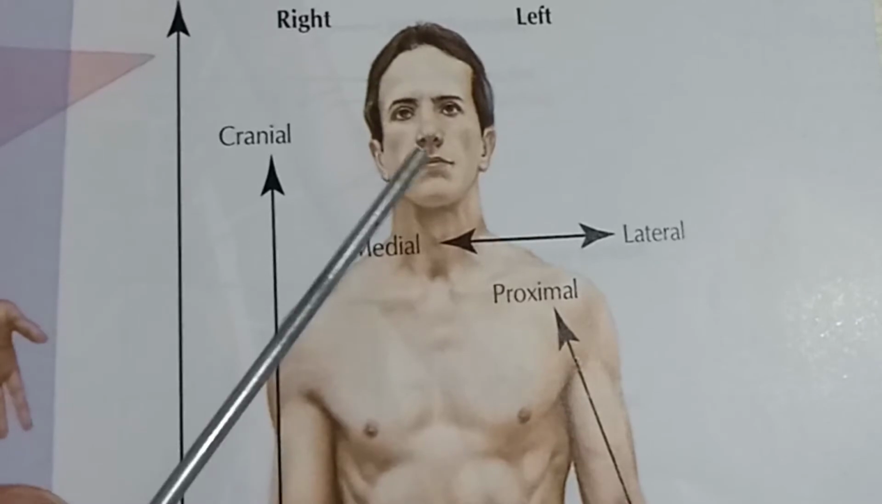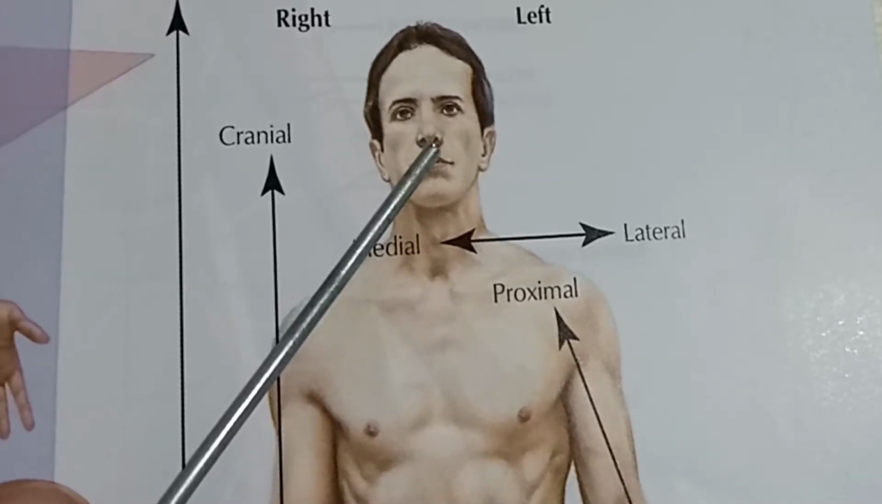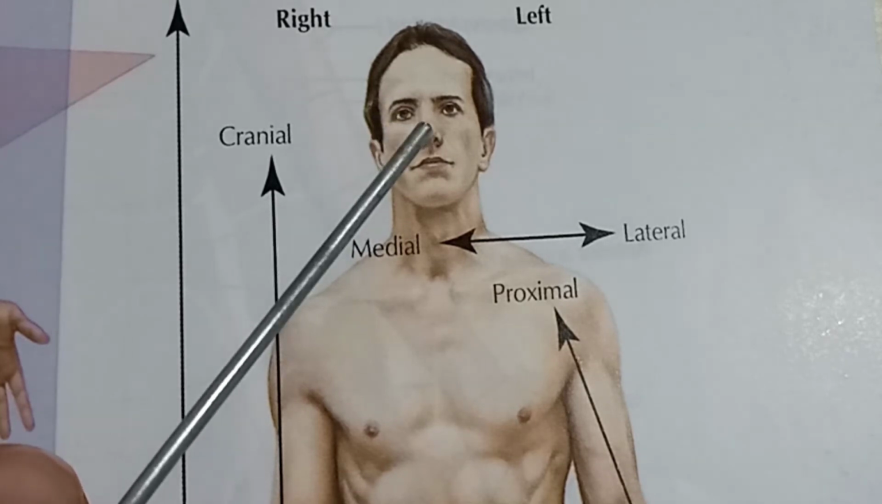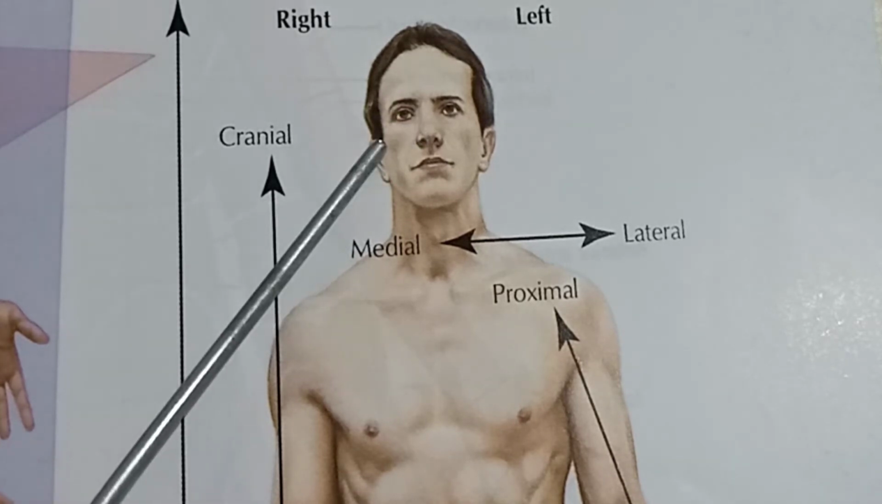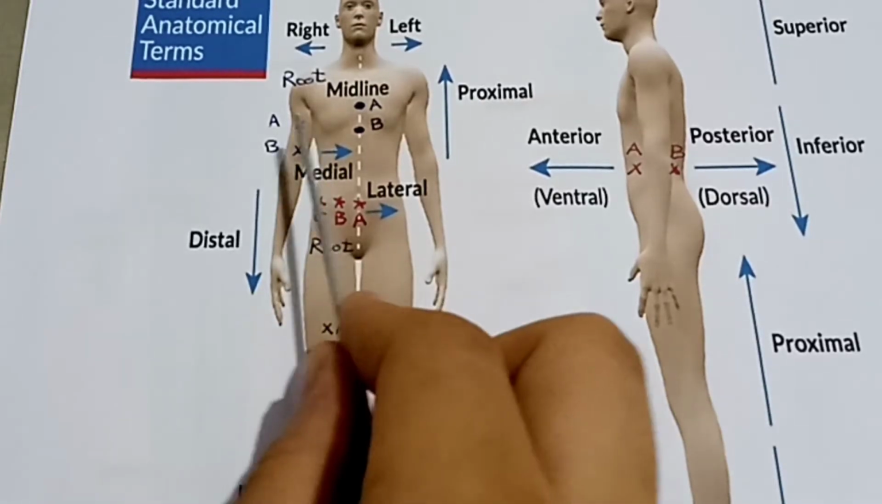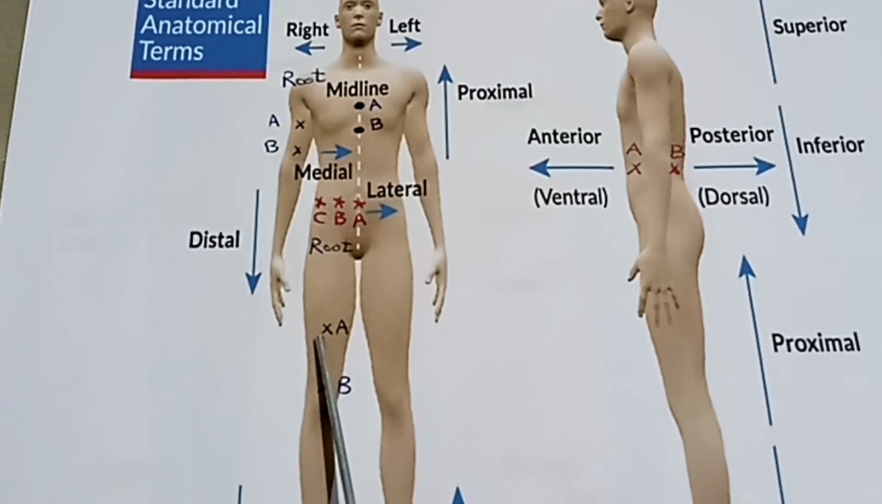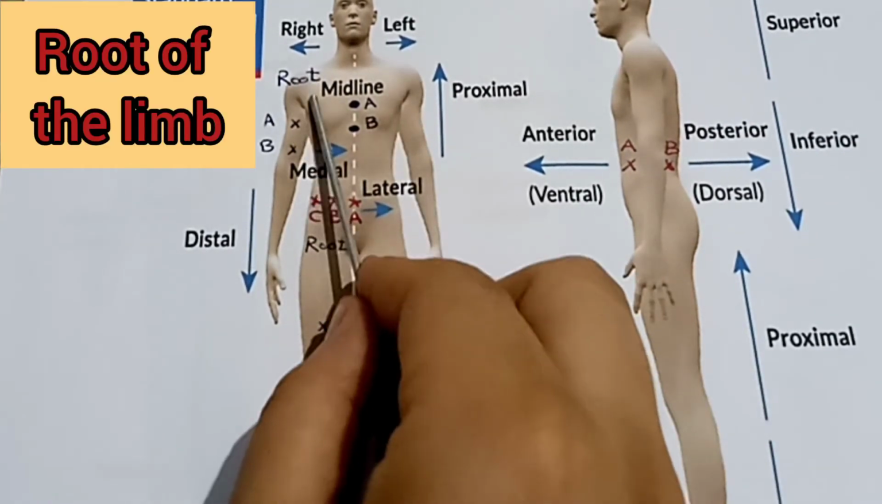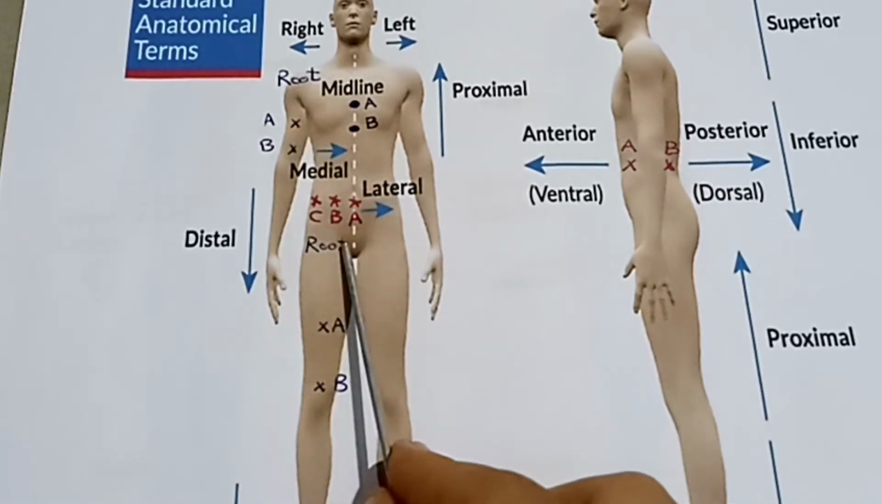For example, the nose is median as it lies in the midline. The eye is medial as it lies close to the midline, while the ear is lateral as it lies at the side. The site where the upper and the lower limbs arise from the trunk is named root of the limb, this side and this one.